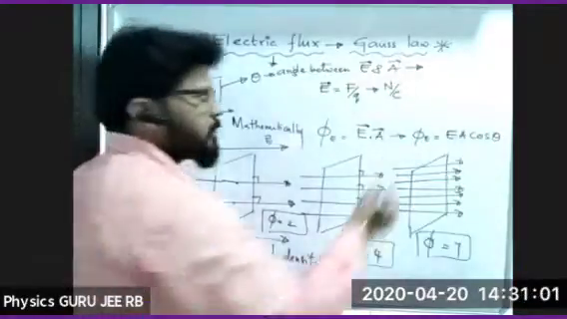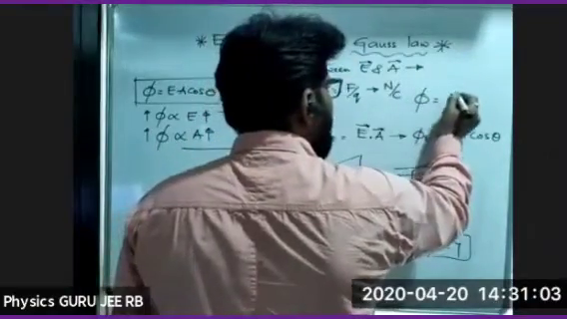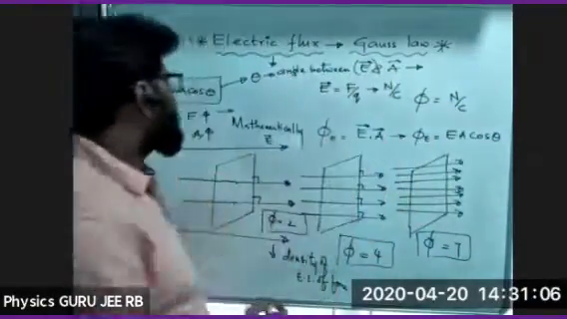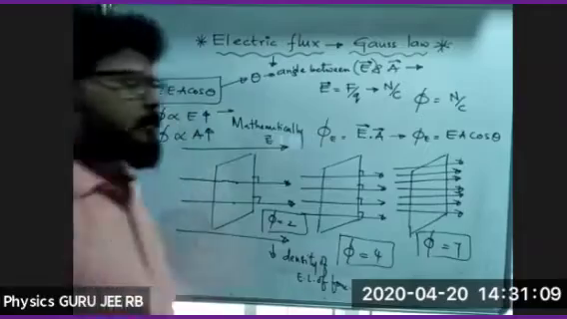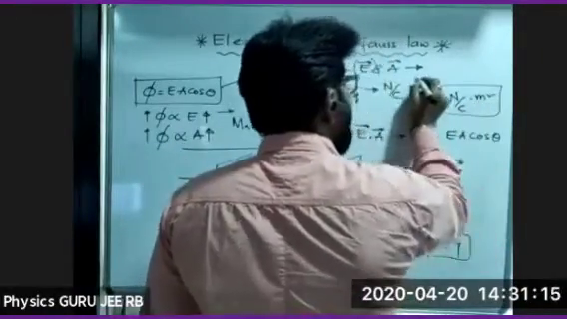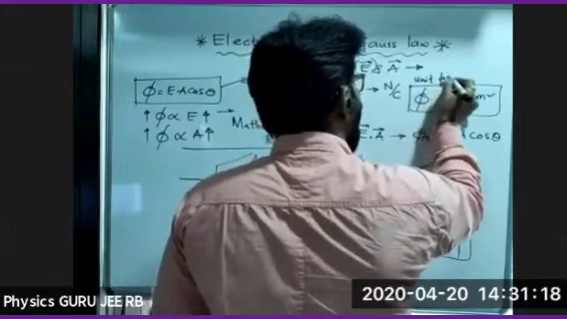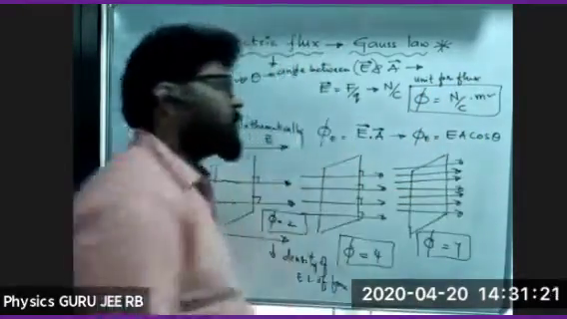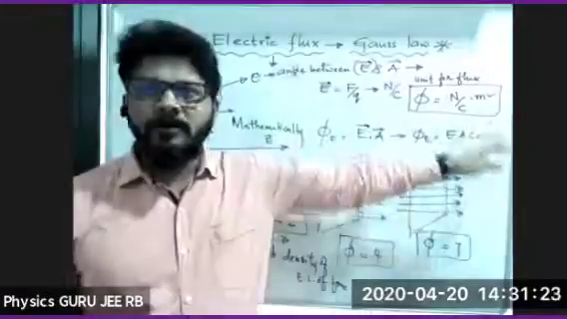Simply substitute there. Now flux phi is equal to Newton per Coulomb, which is for electric field intensity, and area is nothing but meter square, into meter square. That's all. This is the unit for flux. Is it clear? The unit for flux is phi equals Newton per Coulomb into meter square.